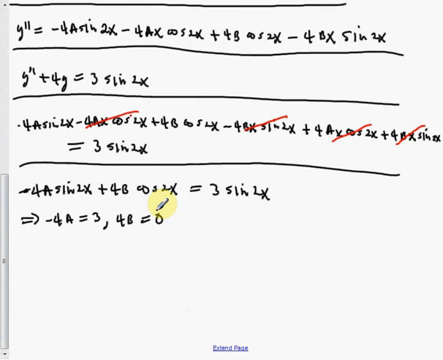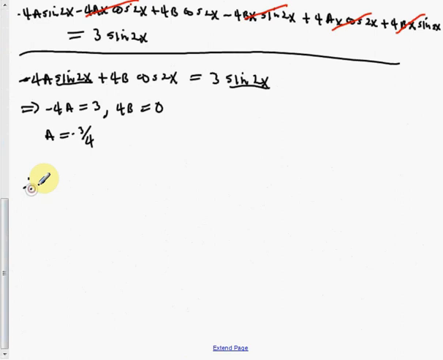You just connect both sides. If it's equal, the left side has to equal the right side. On the left side, I have a sine 2x, so I set that equal to this sine 2x. So that's negative 4a equal to 3. On the left side, I have a cosine 2x. I do not have a cosine 2x on the right side, so it's 4b equal to 0. And so here, a is equal to negative 3 over 4.